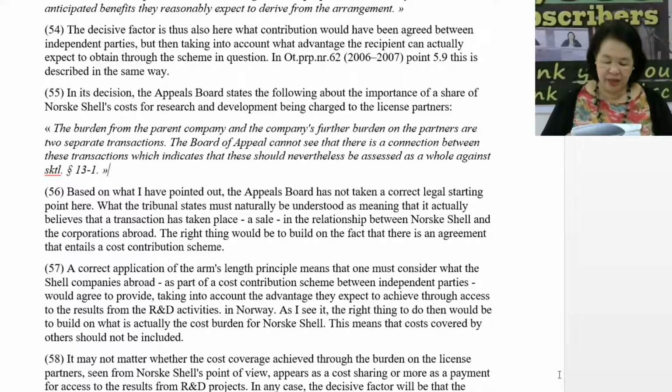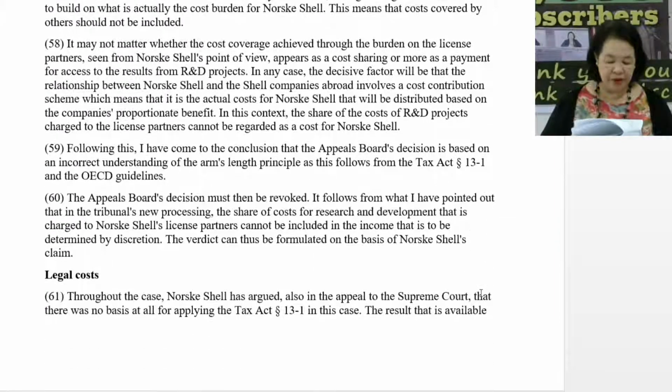So in Norway, as I see it, the right thing to do then would be to build on what is actually the cost burden for Norske Shell. This means that costs covered by others should not be included. So it may not matter whether the cost coverage achieved through the burden of the licensed partners, seen from Norske Shell's point of view, appears as a cost sharing or more as a payment for access to the results from research and development projects. The decisive factor will in any case be that in the relationship between Norske Shell and the shell companies abroad. No?